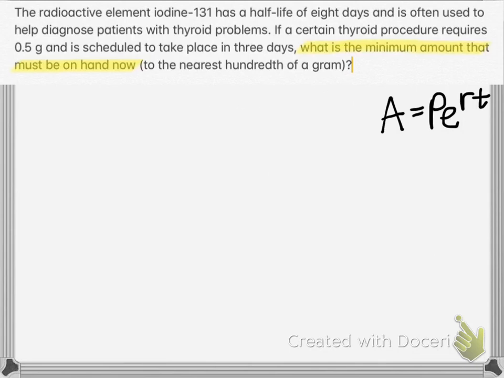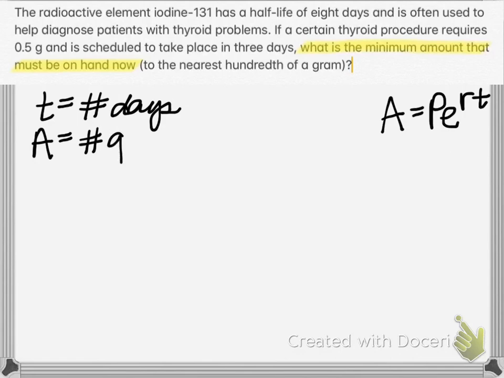So we want to identify our variables. We already said P was our initial amount, which is unknown. In this case, T, which is time. T is measured in days. And A is the amount of iodine, which is measured in grams. So A will be the number of grams of iodine-131.